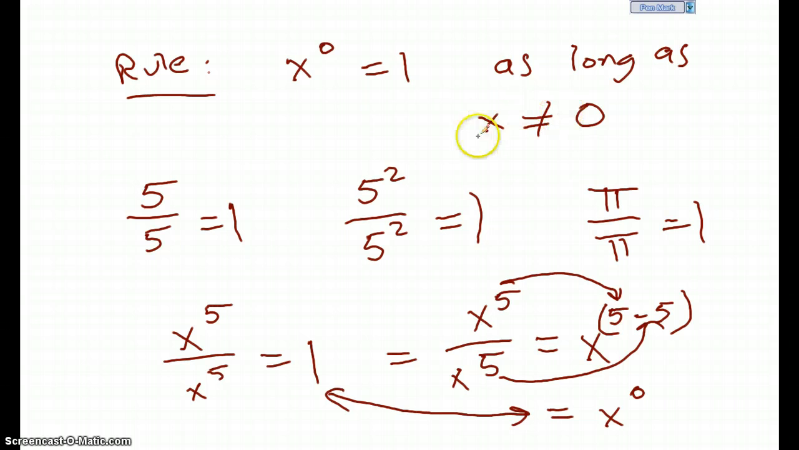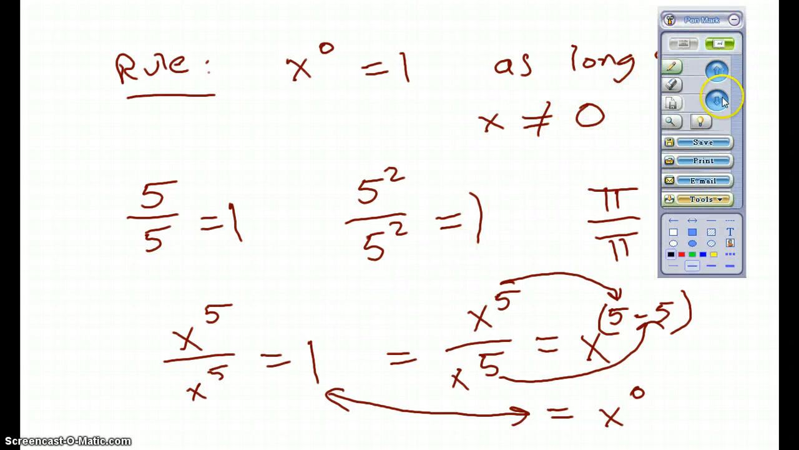Now, why does it have to be the case that x can't be 0? Well, let's look at this.